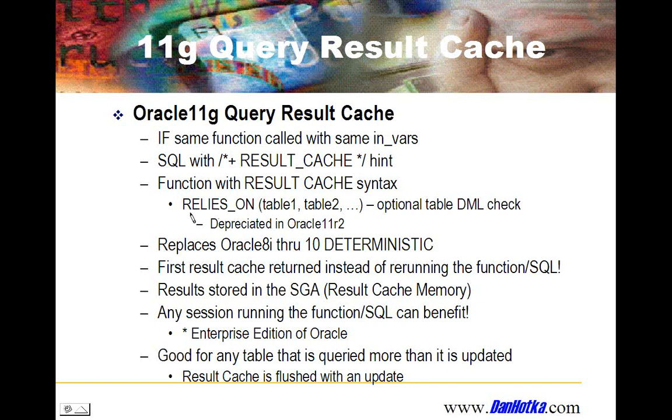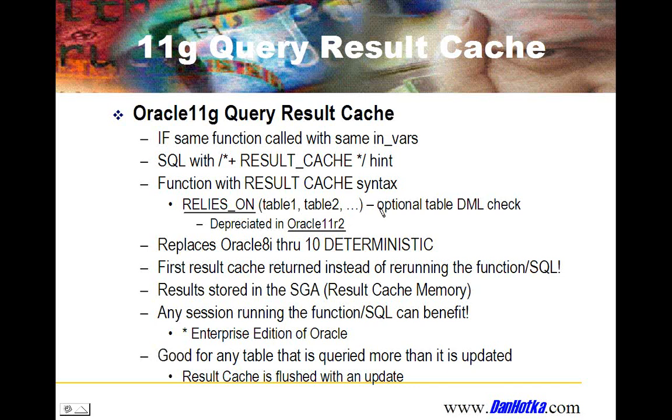Now, Oracle 11 Release 1 had this relies on clause. This was deprecated in Oracle 11.2. If you have any of the syntax left, it's fine. Basically, what happens in 11 Release 2 on is if you do any DML to the table, it just wipes out the result cache. So this is better suited for things like the state lookups, city, county code lookups, common tax codes, and things like that.